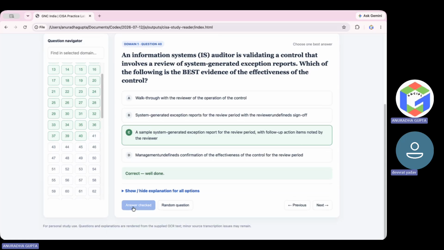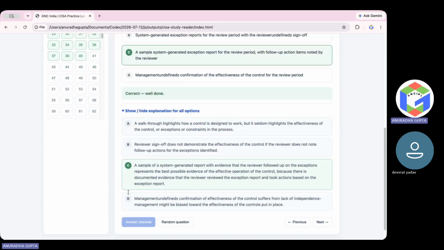Yes, C is the correct one. A sample of a system generated report with evidence that the reviewer followed up on the exception represents the best possible evidence of the effective operation of the control, because there is documented evidence that the reviewer reviewed the exception report and took action based on the exception report.